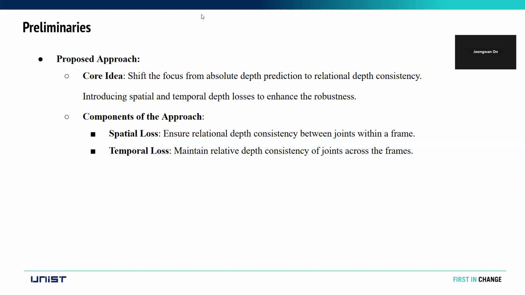So the core idea of this network is to move the focus from the absolute depth to the relational depth consistency by introducing two kinds of depth consistency, the spatial and the temporal, to enhance the robustness, especially in occluded scenarios. The spatial loss is proposed to ensure the relational depth consistency between joints within a single frame, and the temporal loss is proposed to maintain the relative depth consistency of the joints across the frames.